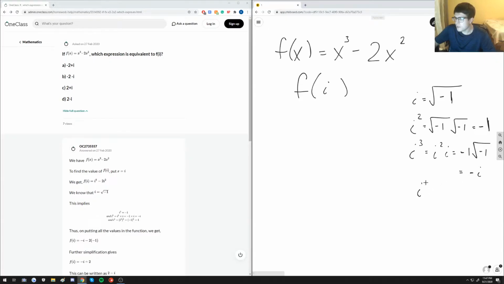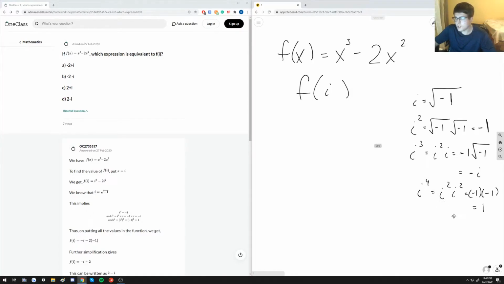And then i to the fourth is pretty straightforward. It would just be i squared times i squared, so that would be -1 times -1, and that's just 1. And normally how i works is as you progress past 3, so i to the third, the values tend to repeat themselves. So for example, i to the first would equal i to the fifth, which would equal i to the ninth, and so on and so forth. But that's not really necessary for this problem.